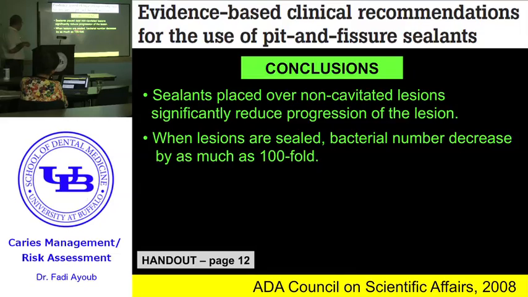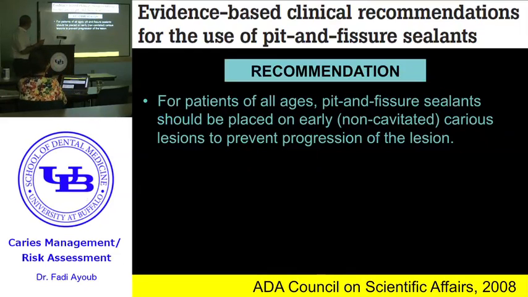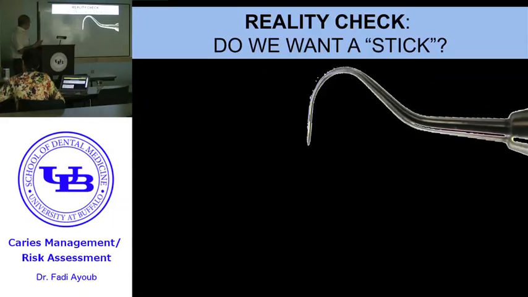Now, what does it mean clinically? I have no idea what that 100-fold means, how significant it is clinically in terms of the bacteria. It was not really clear in that one. You have those articles in the folder. Yeah, we're going to give you guys the articles and stuff like that. So for patients of all ages, pit and fissure sealants should be placed on early non-cavitated carious lesions to prevent progression of the lesion. That's basically the recommendation on that one.